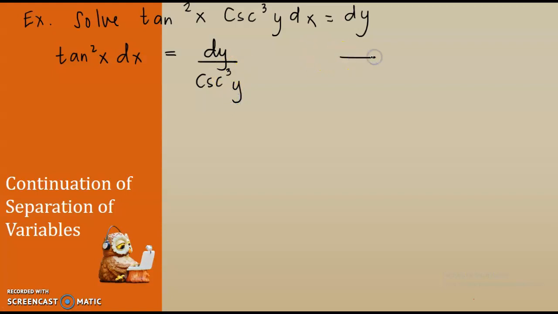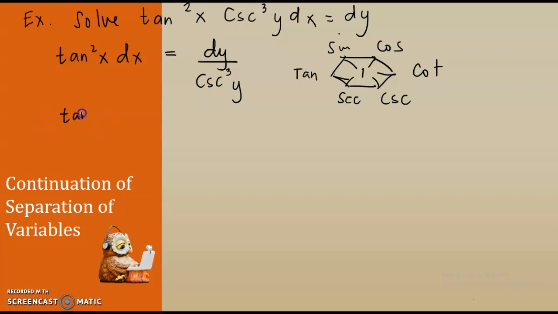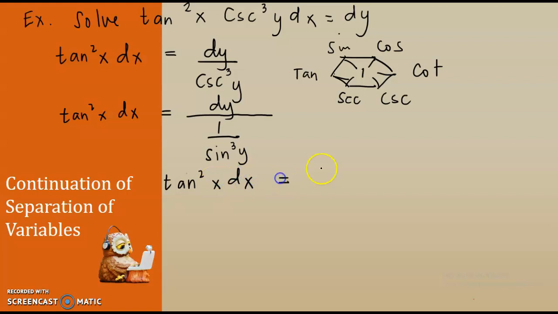Now, from the formula, if you can still remember, we have sine, cosine, tangent, cotangent, secant, cosecant. For the cosecant, we have 1 over sine. Therefore, we have tangent squared x dx equal to dy all over 1 over sine cube y. Simplify, we have tangent squared x dx is equal to sine cube y dy.